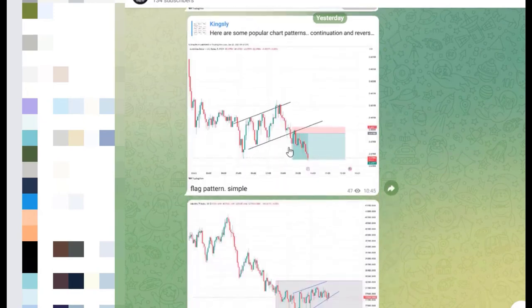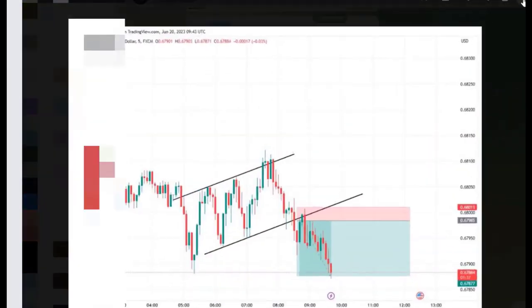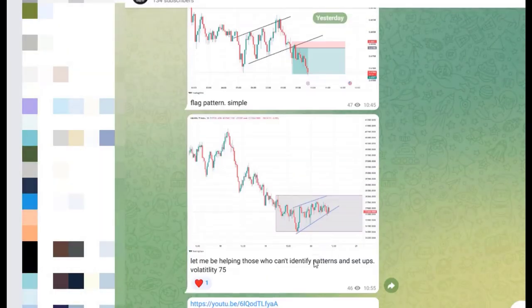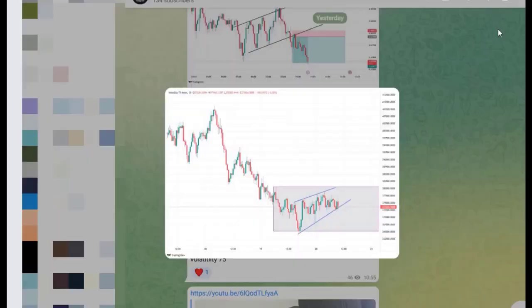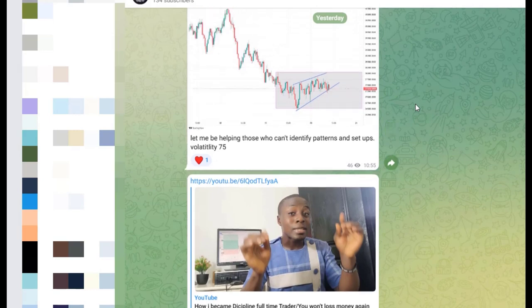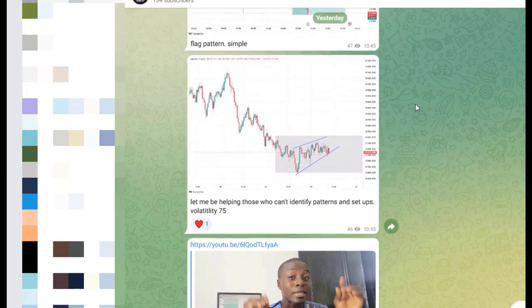Now these are continuation patterns. This is an example of a flag pattern. All right, this is how it moved. This was VIX 75. We had price moving within this chart pattern, and we were waiting for a breakout. And you see that once price breaks out of this chart pattern, it moves just the way you have seen.